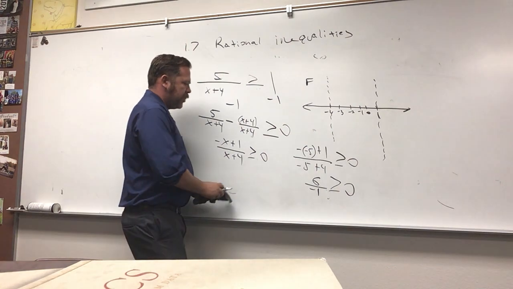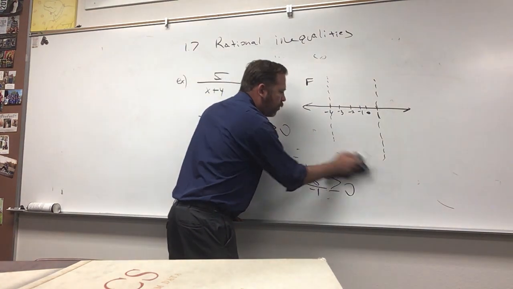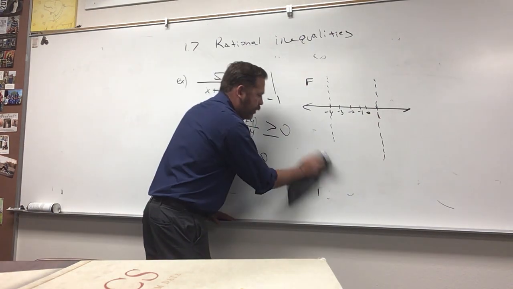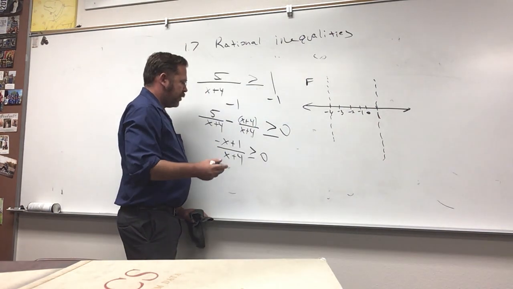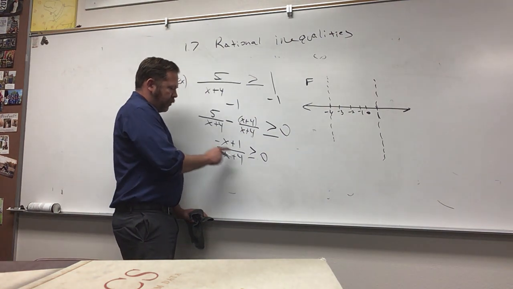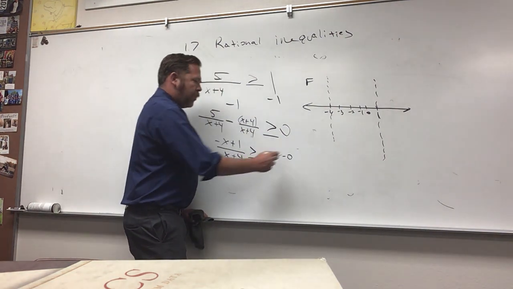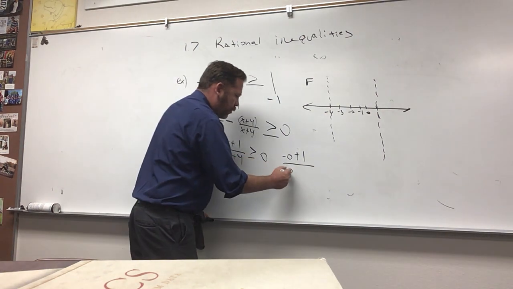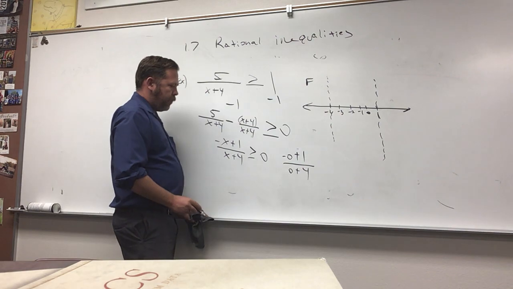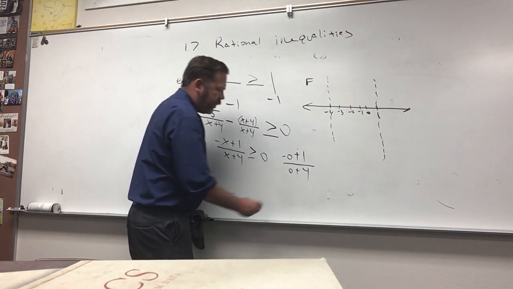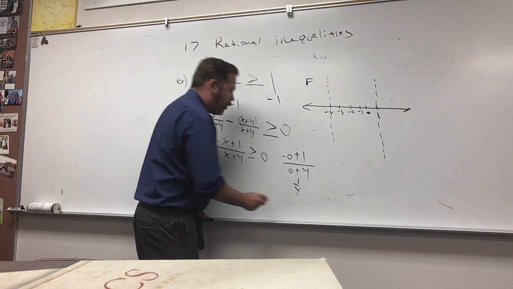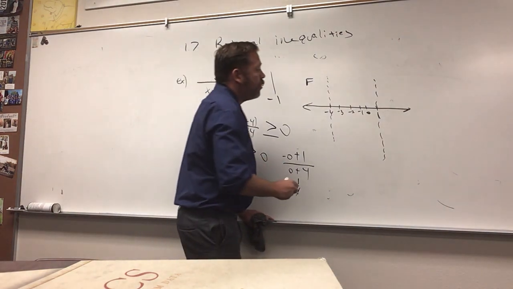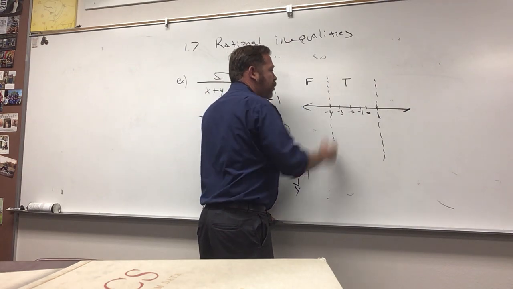All right, let's pick another number in the middle region. I can pick any number I want in that middle region. I'm going to choose to use 0. 0 is easy to use. Because if I use 0, I would get -0 plus 1, so I'd be left with just 1 on the top. And on the bottom, I'd have 0 plus 4. And so the zeros don't mean anything, and I have 1/4. Now, is 1/4 greater than or equal to 0? It certainly is. So this region here is going to be true, okay?